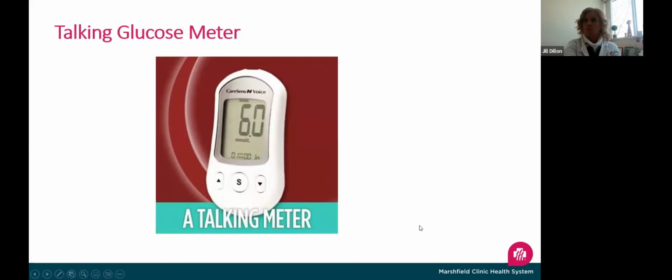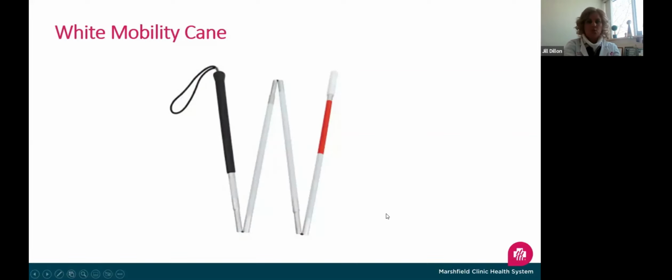We have talking glucose meters for people who are diabetic that might want to use these so that it reads out what your blood sugar is, as opposed to you having to try to read the screen. And I'm sure we have all seen these white mobility canes out there. If you see somebody walking with a white cane with a red tip on it like this, or even down on the very bottom a red tip, you can rest assured that they probably do struggle with their vision, probably a low vision patient, and certainly may need some assistance.